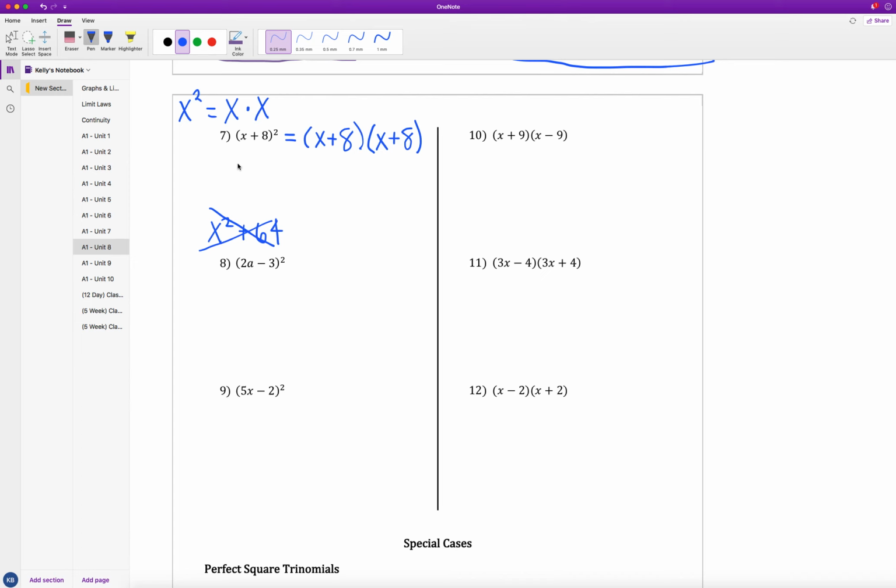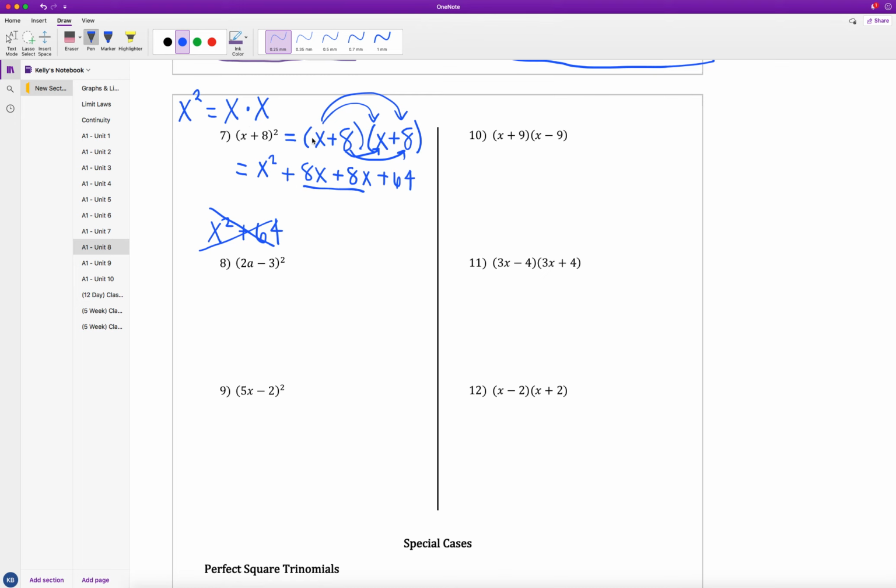So if we start with our first terms, I'm going to get x times x, so I do get an x squared. Then my outer terms will give me an x times an 8, so I'll get plus 8x. My inner terms give me 8 times x, so I get another 8x. And then my last terms is 8 times 8, which will be 64. But the difference here is if we were to just distribute the square, which we don't want to do, we would be missing out on these middle terms here.